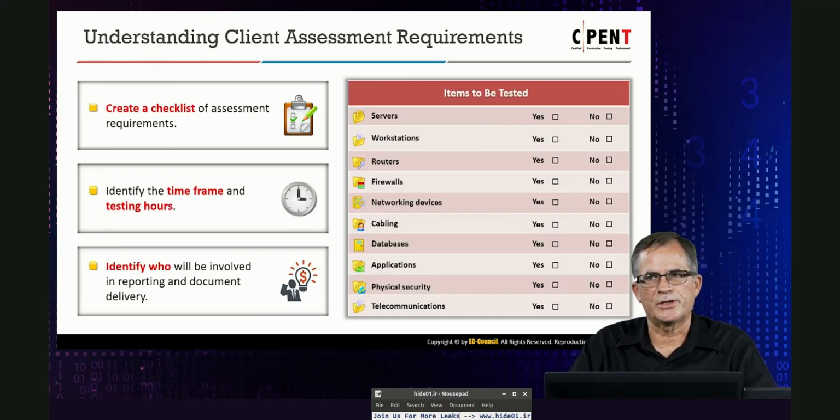Understand the client assessment requests. We've got items to be tested here in the example in the image: servers, workstations, routers, firewalls. Time frame, testing hours, who's going to be involved in the report and who's going to document the delivery. All these are different types of things.